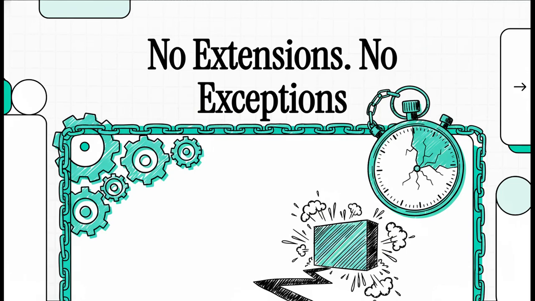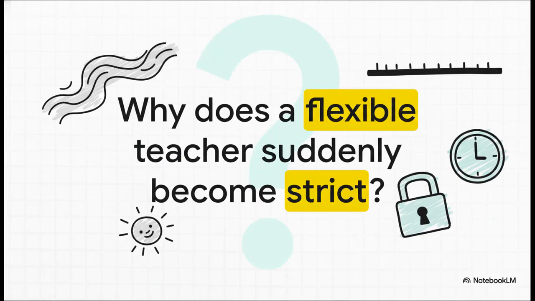Let's talk about a rule that seems to break all the others. That super strict, unmovable deadline. You know the one. It can feel totally unfair, right? But it turns out there's some powerful hidden logic inside. I mean, think about it.